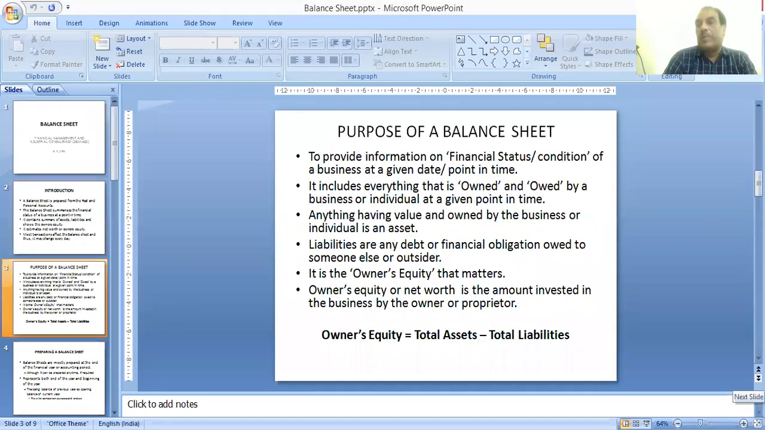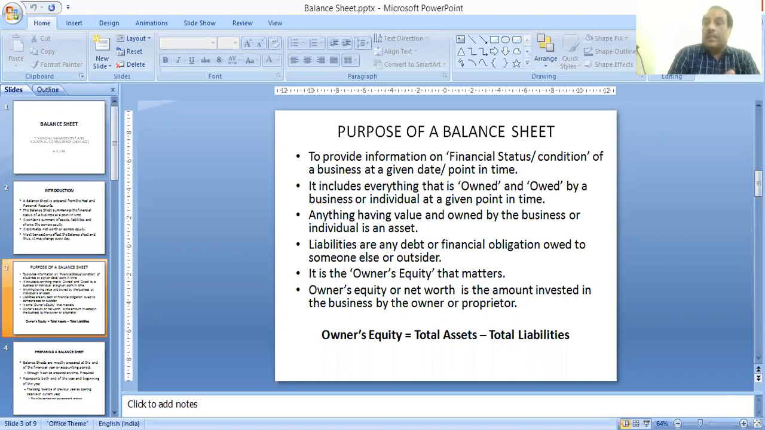Then what is the purpose of a balance sheet? It is very important. If some statement is prepared, it has a certain purpose. And a balance sheet is also prepared for a particular purpose. The purpose is to provide information on the financial status or condition of a business at a given date, a point in time. I have already told you that it gives the information about the financial status or condition of a business at a given point in time.